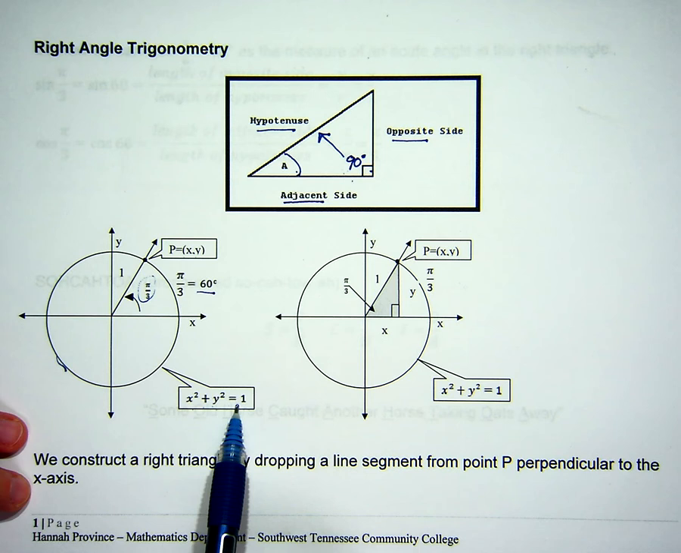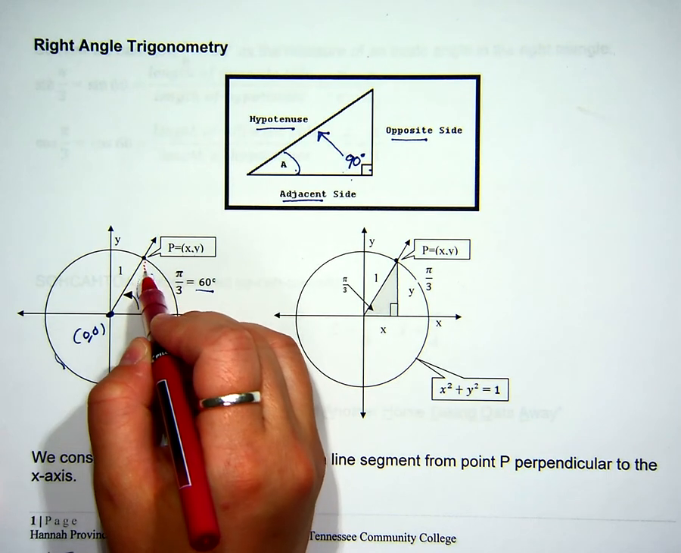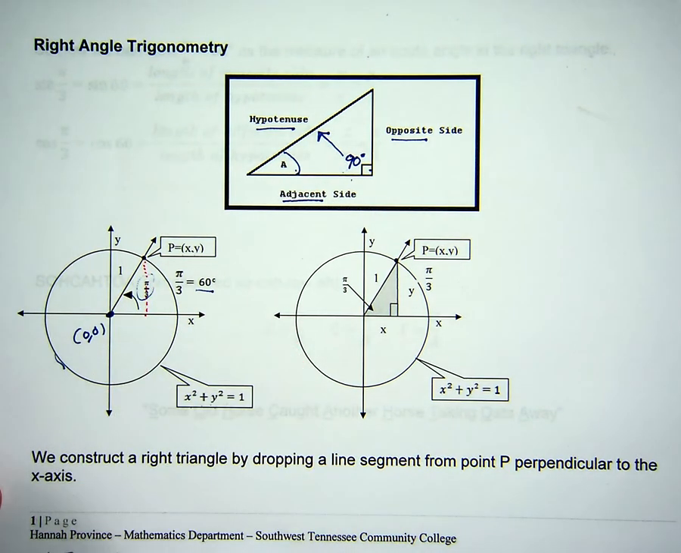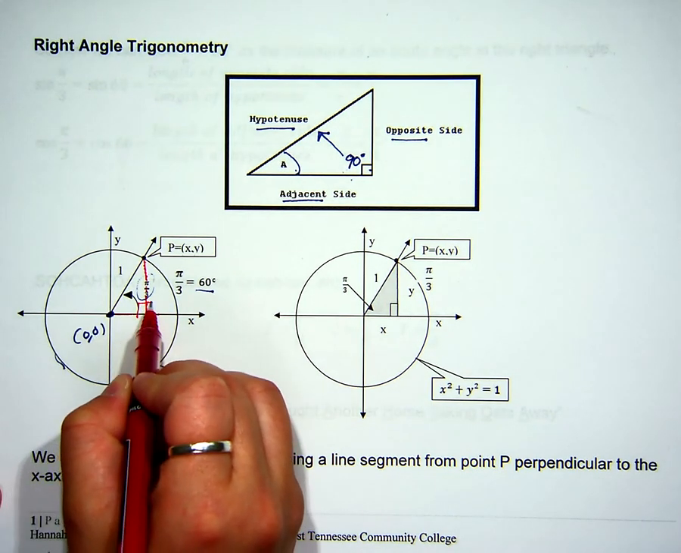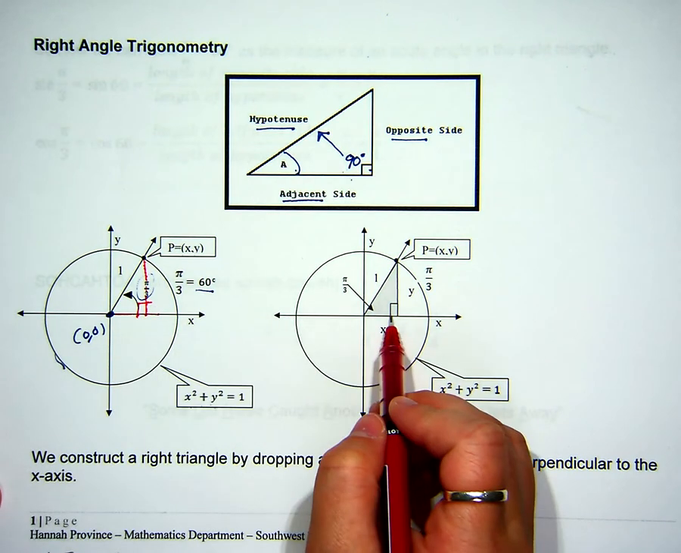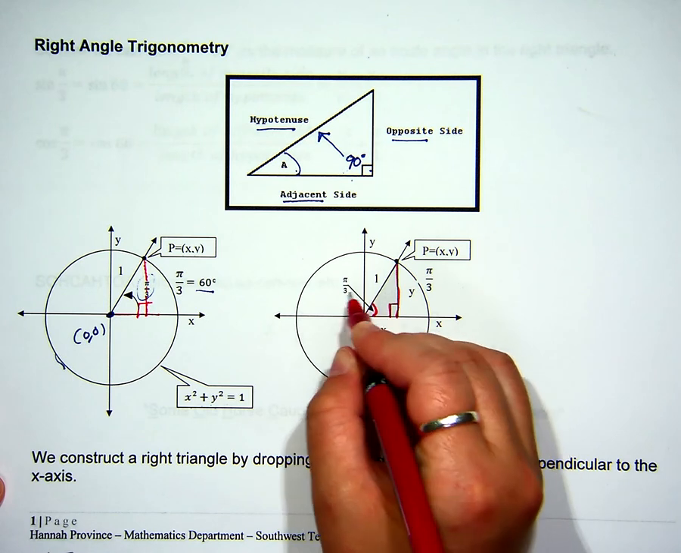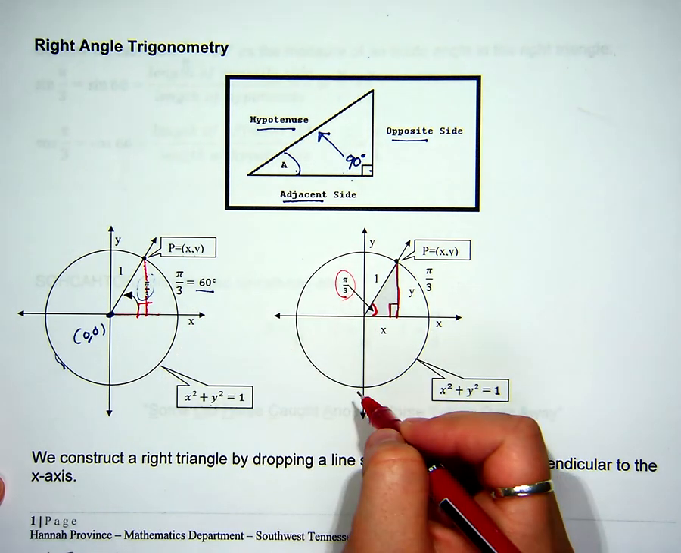If I want to take my point and drop a line down to the x-axis, I have now created a line perpendicular to my x-axis. Perpendicular lines meet at a 90-degree angle, which is what we have drawn over here. We've dropped a line down and made a 90-degree angle. We know that this angle right here is pi over 3 or 60.